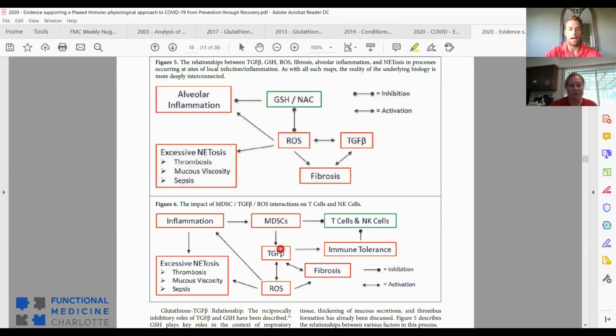And the authors show us down here how glutathione is helpful. We have glutathione or N-acetylcysteine, which becomes glutathione. Look, it inhibits lung inflammation. It inhibits oxidative stress, right? And by inhibiting oxidative stress, you're inhibiting lung inflammation, you're inhibiting scar tissue formation, you're inhibiting thrombosis and NETosis, which is the formation of clots.